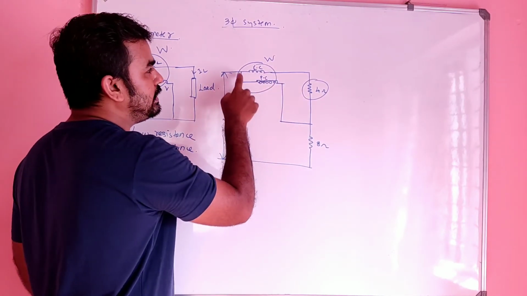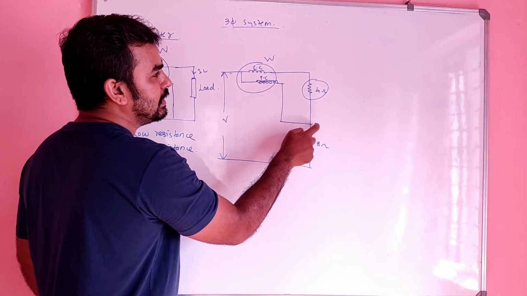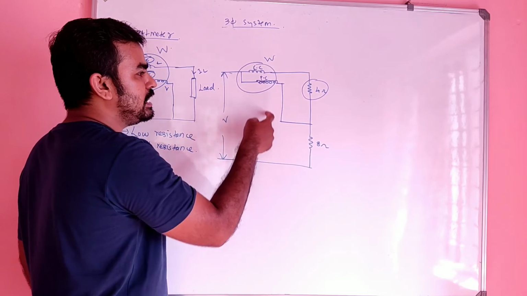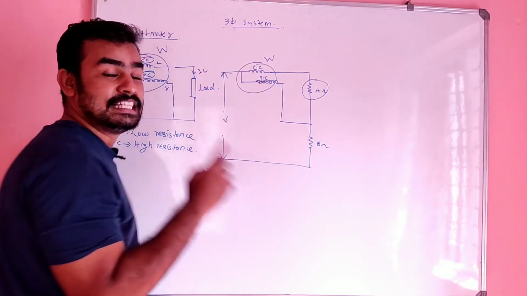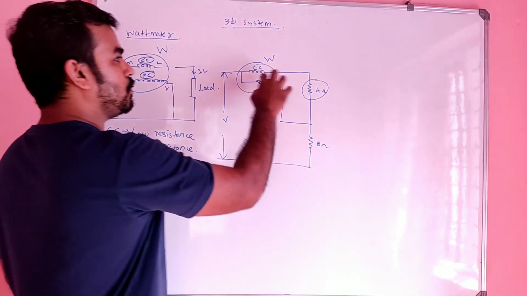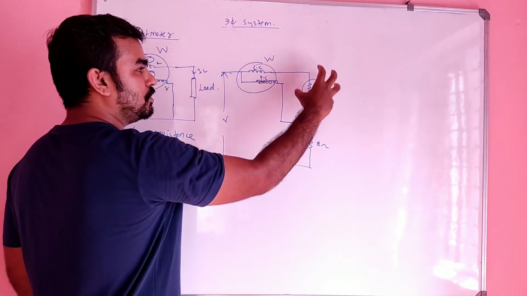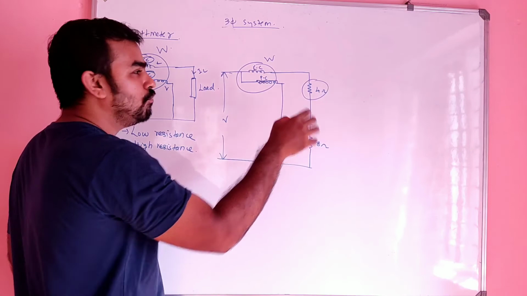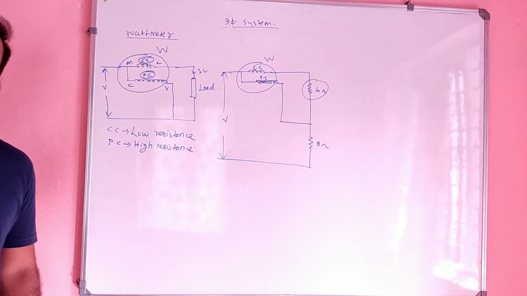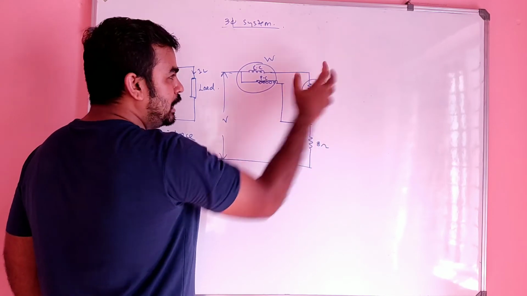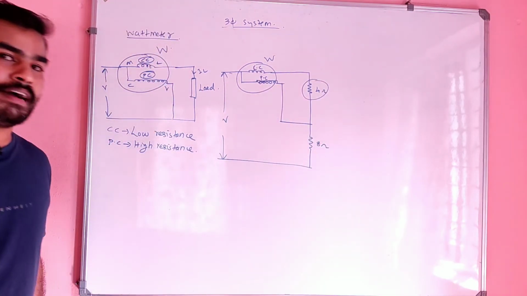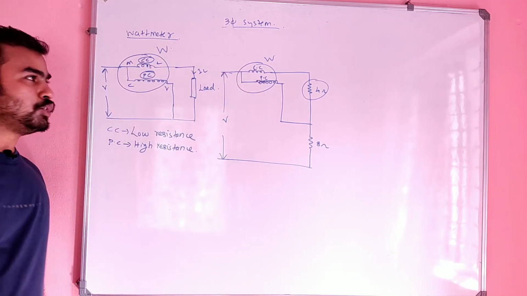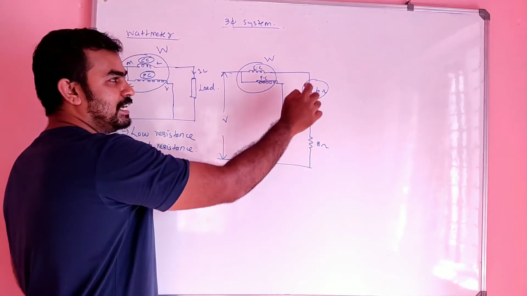But the voltage coil is connected across this 4 ohm. That means this voltage coil, or pressure coil, will measure the potential difference across this 4 ohm only. So power is nothing but the current through this 4 ohm times the voltage across this 4 ohm. That will give the power, which is simply the power across that 4 ohm. So this wattmeter will read the power across this 4 ohm.